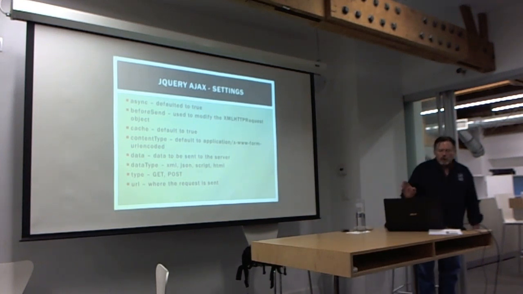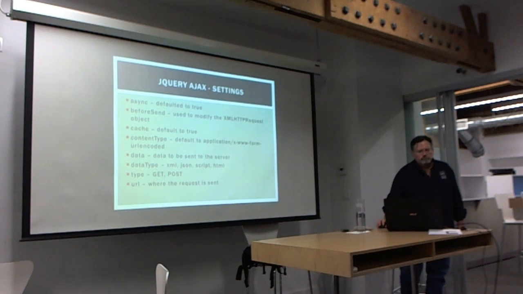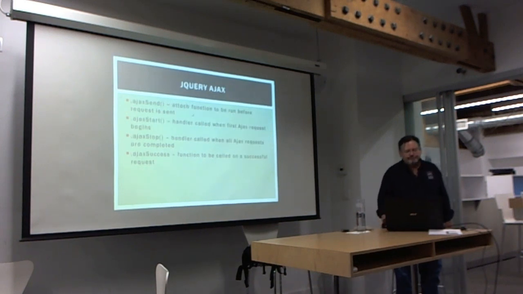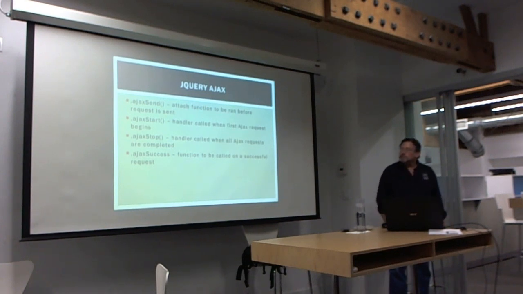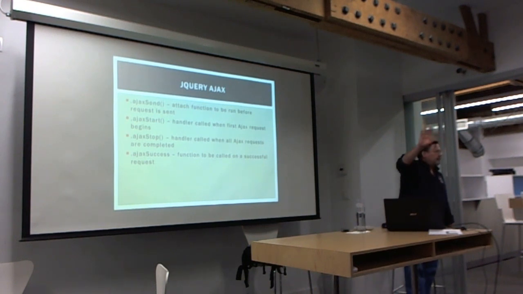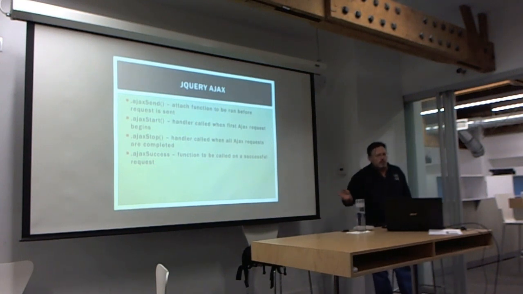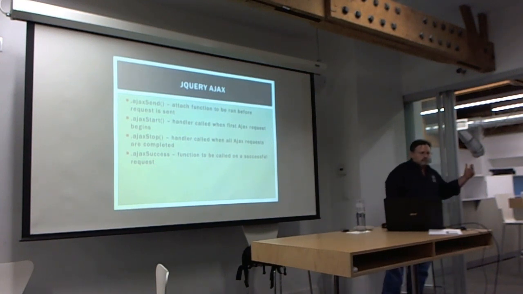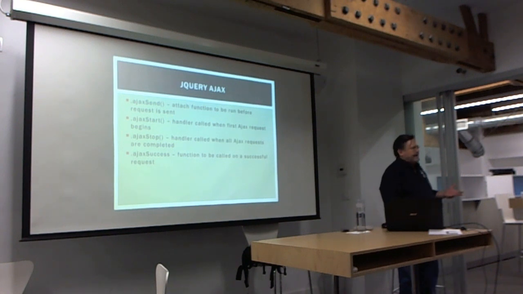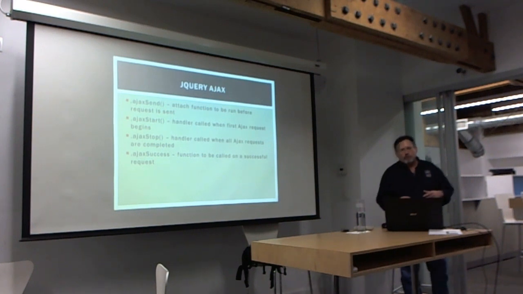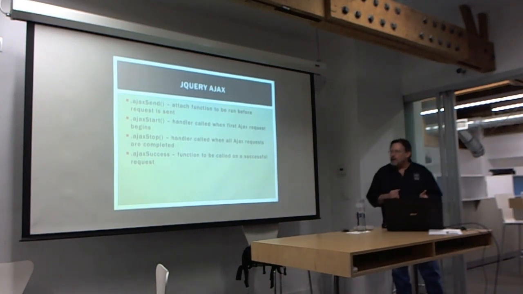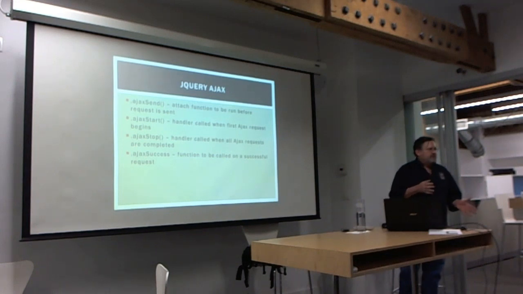And then the URL is where this call is sent to. You can add some other methods as well. So if you have one of those little loading animated GIFs, on ajax start, you can show that, and then on ajax stop, you can hide it. And then on success, if everything worked out really cool, you got a 200 return value and some data, then you can do some other stuff with the data.